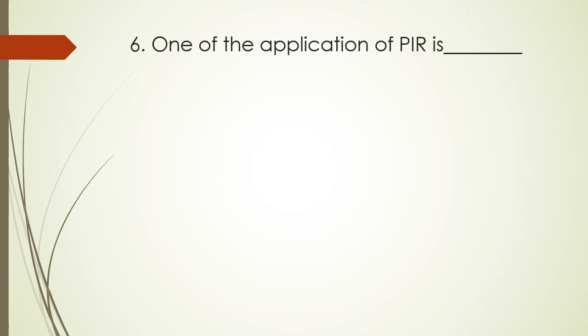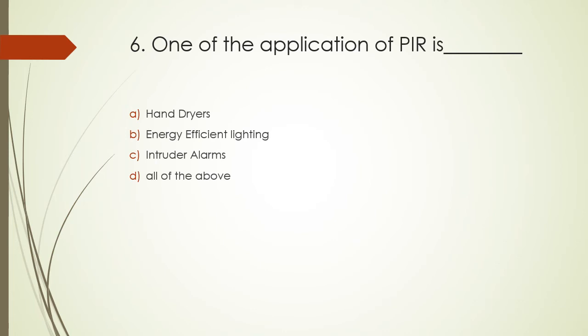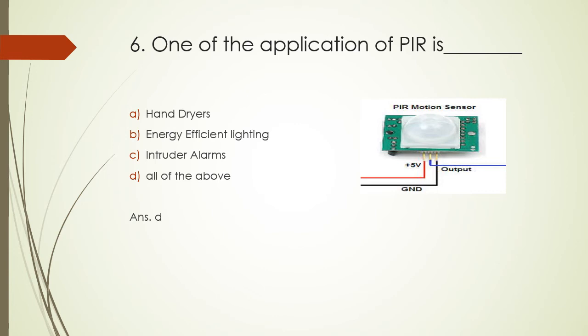Then one of the applications of PIR is motion sensor. That's what we had discussed in the previous two questions. Passive infrared sensors. Options are hand dryers, energy efficient lighting, intruder alarms, and all of the above. Now here just take a note that PIR are used in multiple applications, and all of these applications which are given in this option, they are the applications of PIR, and that's why option D is the correct answer here. Again, I can show you the picture of PIR here.